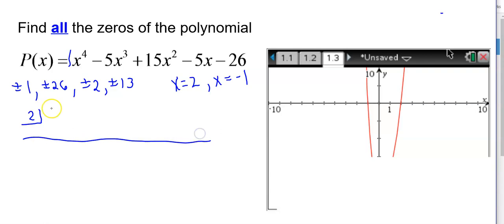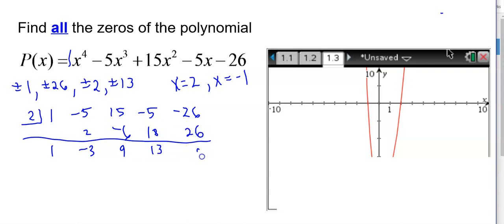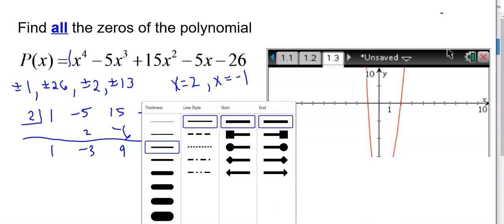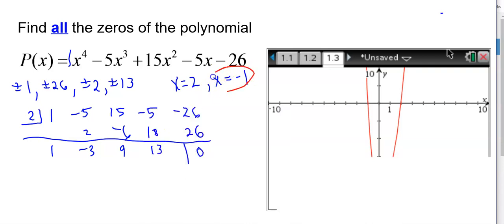The nice thing is you know the remainder is going to be 0 here. There's no missing terms, it doesn't look like. Okay, so we get 1, 2, -3, -6, 9, 18, 13, 26. Phew, okay. Remainder is 0 there. And now we're going to take that answer and we're going to divide out the second one.